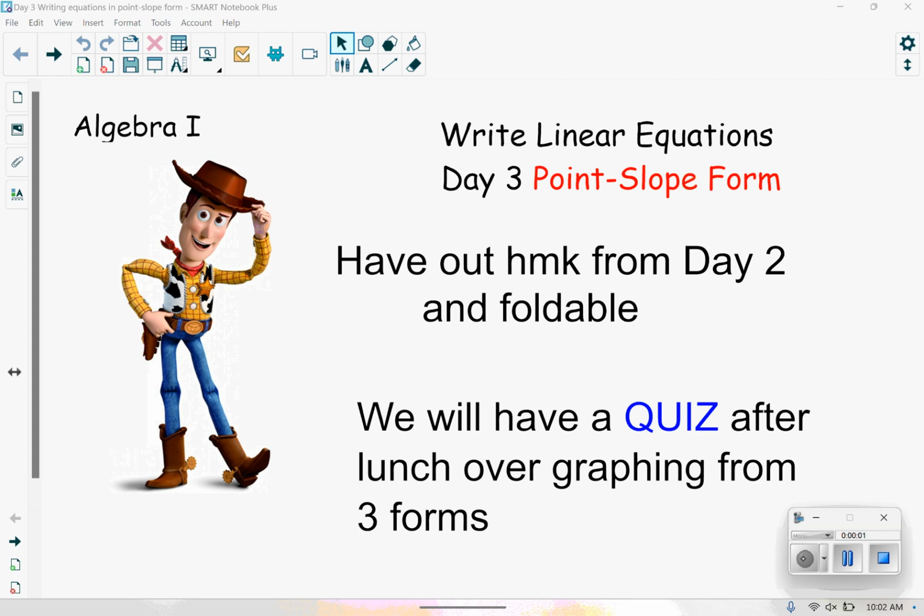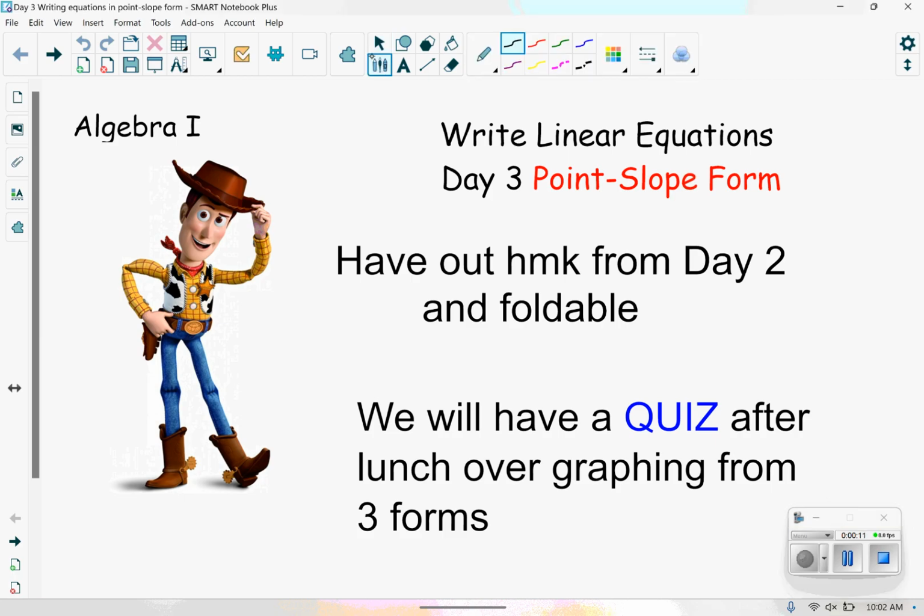Well, here we are, day 3 of writing linear equations. We're in our third form. Today's form is probably the least familiar to you. You probably haven't seen many equations written this way, but it is the easiest way to graph, and it's kind of the easiest way to write the equations as well. So you'll like it. It's called the point slope form. So it's our third form.